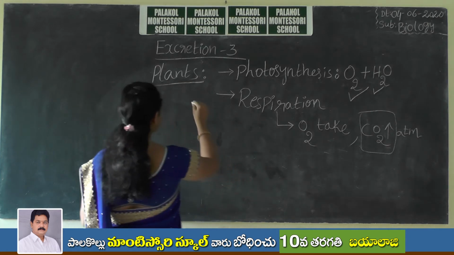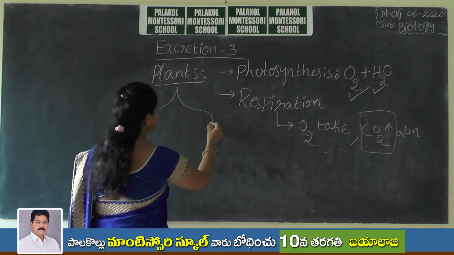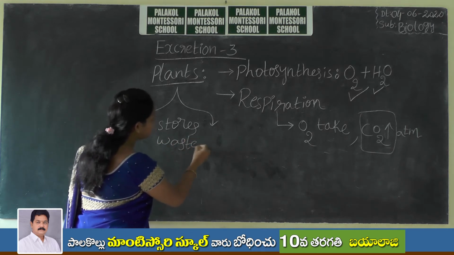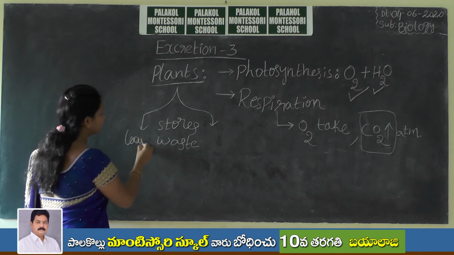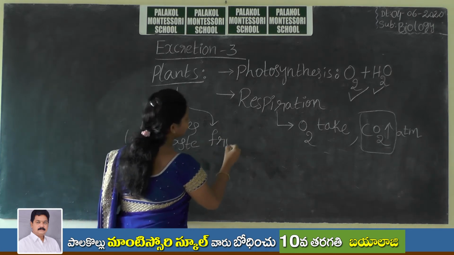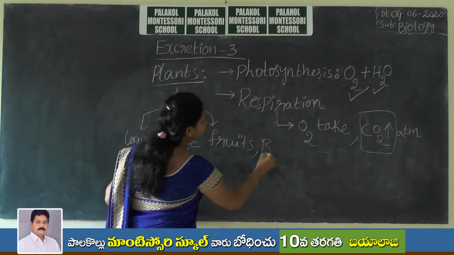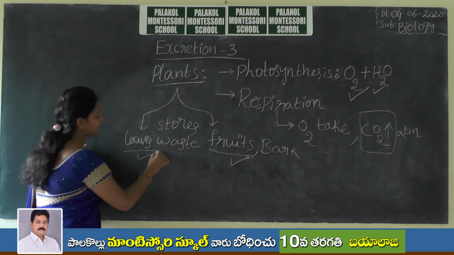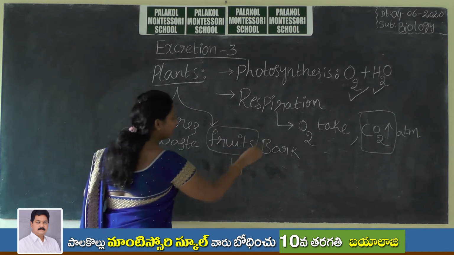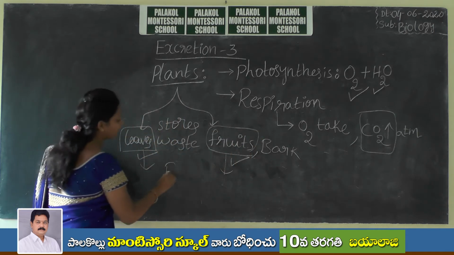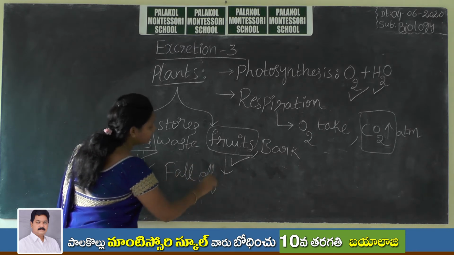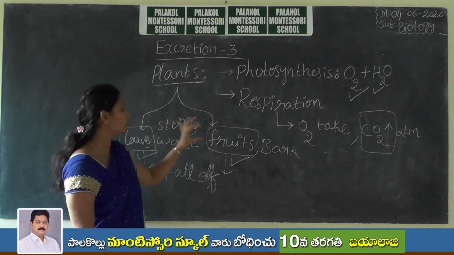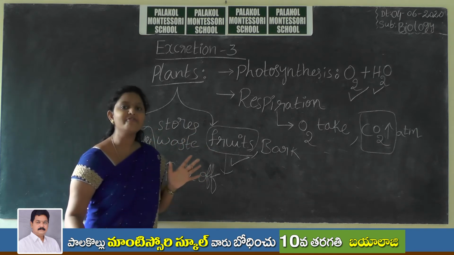Next thing, plants can store waste or excretory products in leaves, fruits, and bark. If fruits are ripened and leaves get aged, after that what will happen? Both fruits and leaves fall off. Due to the falling off of aged leaves and ripened fruits, the waste stored in these bodies can be got rid of from the plant body.